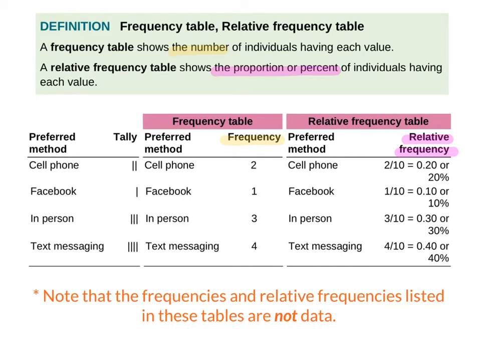Then there's something called a relative frequency table that shows the proportion or percent of the total. Remember, there were 10 people who answered that survey. So for example, the frequency table would tell me 2 people said cell phone is their preferred communication method, but a relative frequency table tells me 20% or 2 out of 10 or 0.20 of those respondents chose cell phone. So same data, just 2 different ways of displaying that data, depending on what you want to do with it.